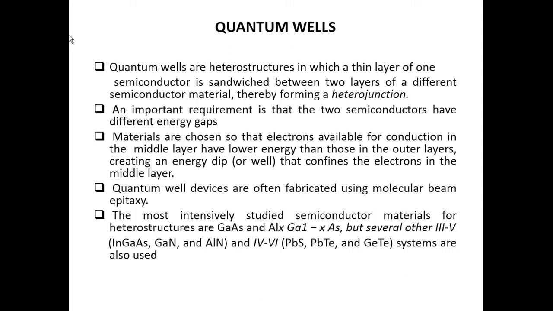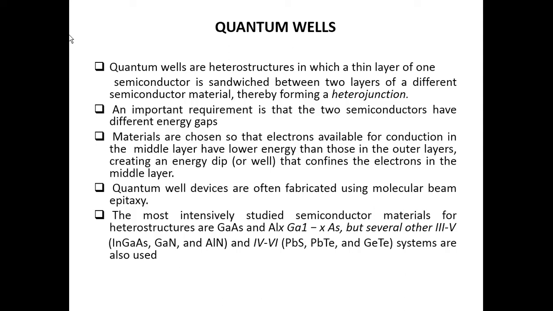PBS and PBTE. So such are materials coming under the 4 to 6 group, not 3 to 5. The 3 to 5 materials are indium gallium arsenide or aluminum gallium arsenide, such type of materials. So these are materials which have that molecular structure represented with these figures.